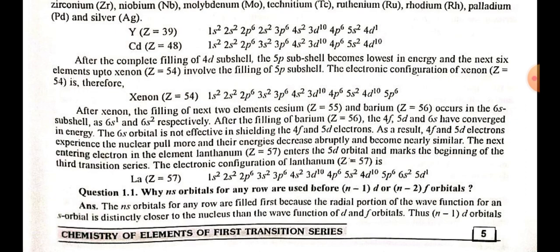Question number 1. Why is an ns orbital for any row used before n-1 d or n-2 f? The ns orbitals for any row are filled first because the radial portion of the wave function for an s orbital is distinctly closer to the nucleus than the wave function of d and f orbitals.